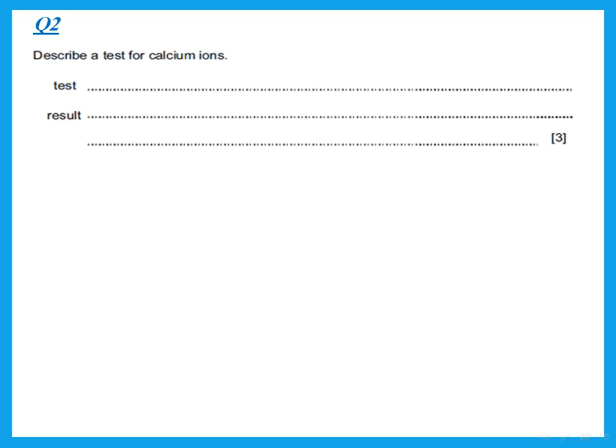Then you have questions that are just directly telling you to write the test. So for example, describe a test for calcium. We actually have 3 tests for calcium. So you can say add sodium hydroxide with calcium, it will give a white precipitate insoluble in excess.